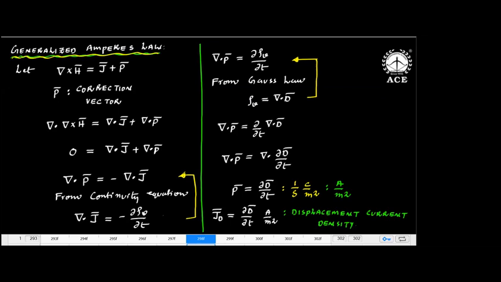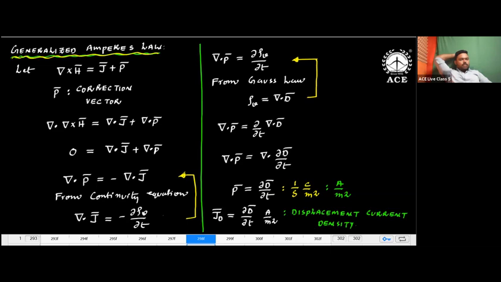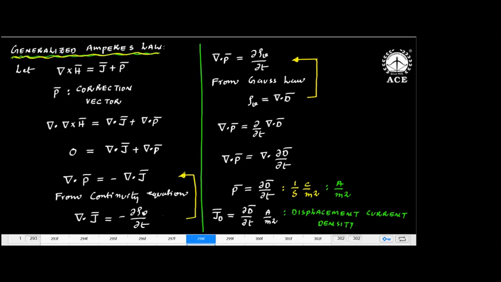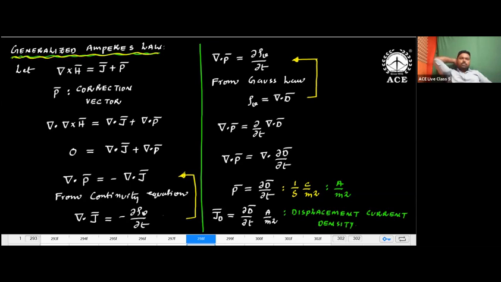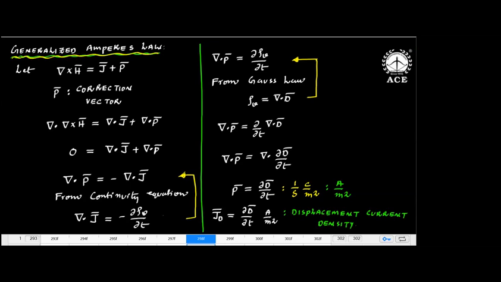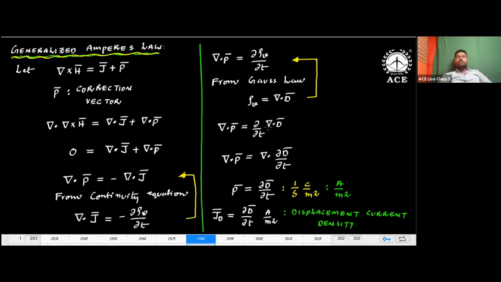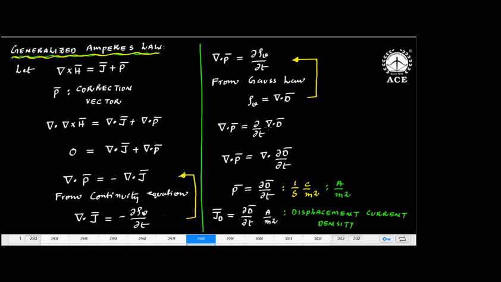But sir, the derivation says that D dot dS is equal to rho v, divergence of D is equal to rho v. Yes, or rather Q enclosed, the charge enclosed. Then that enclosed charge can be in any form, line form or surface form. Yes, your interpretation is correct. I think it was a doubt previously.